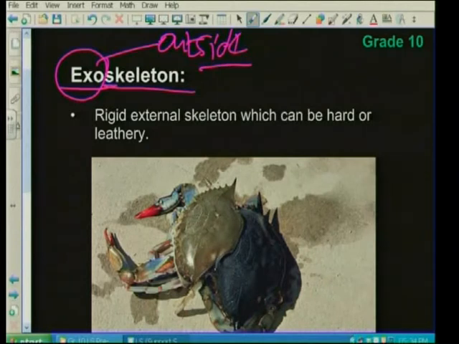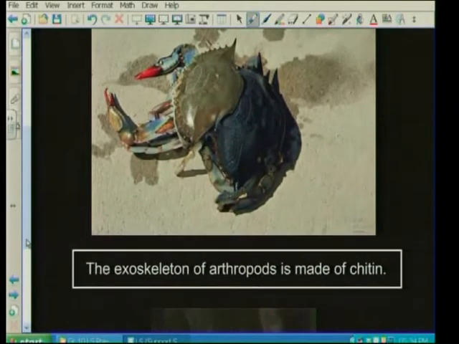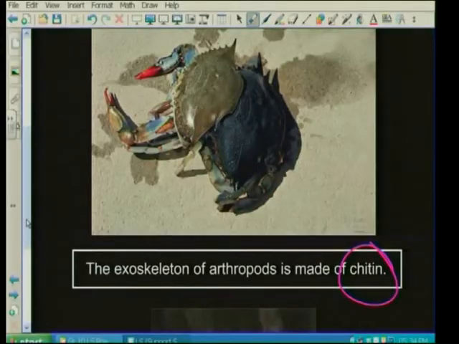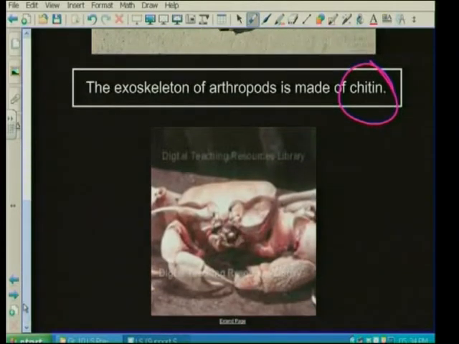Outside the body. So a skeleton that is found outside the body is known as the exoskeleton. It is a rigid, firm, strong external skeleton which can be hard or leathery. Examples of organisms that have exoskeletons are arthropods, and in their case, the exoskeleton is made up of chitin. We spoke about this chitin when we dealt with molecules in our first unit. As you can see, the crab too has an exoskeleton.